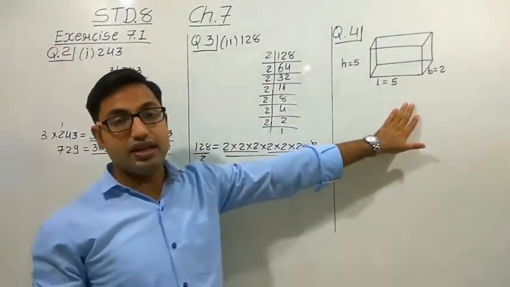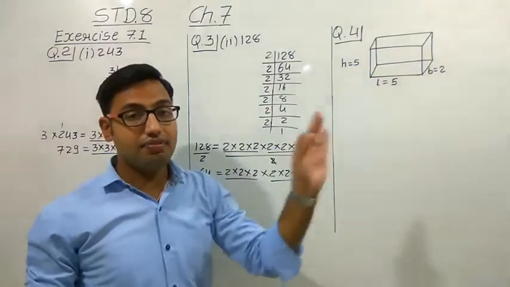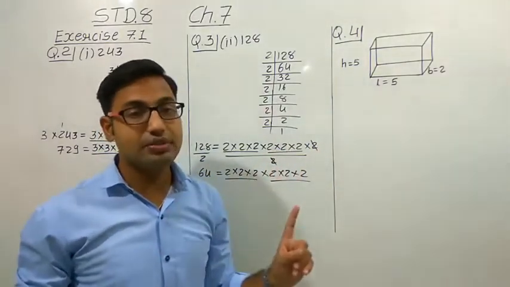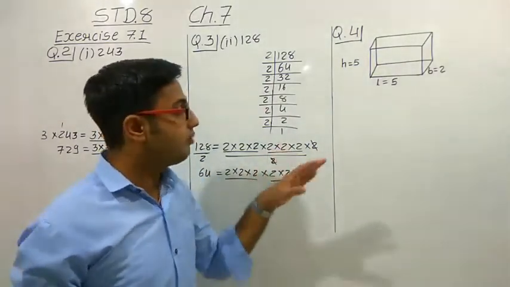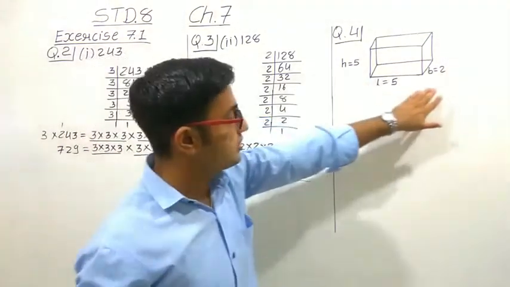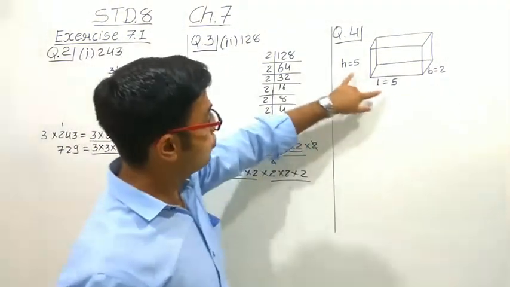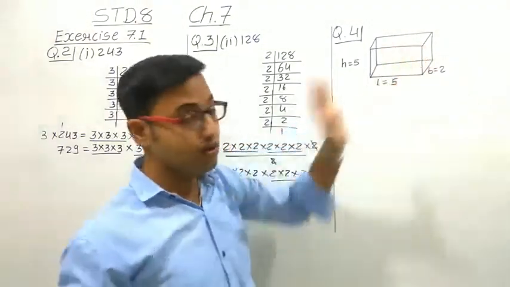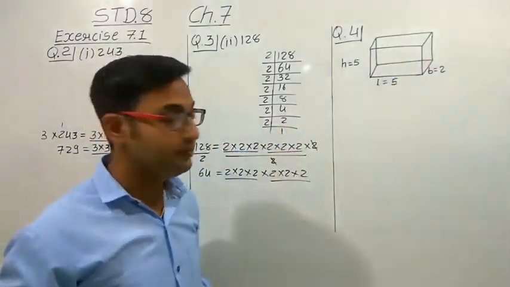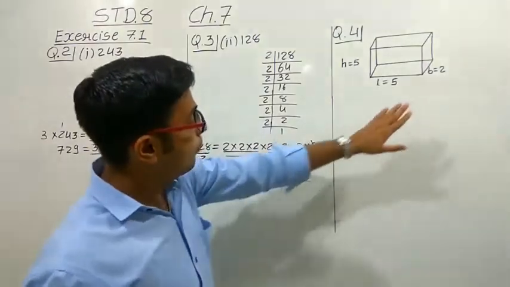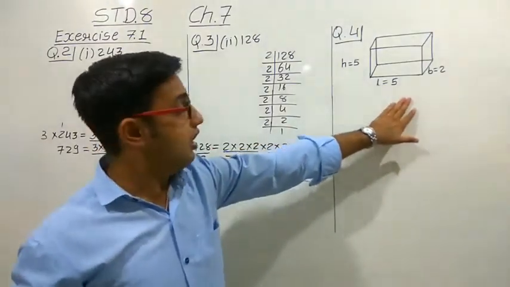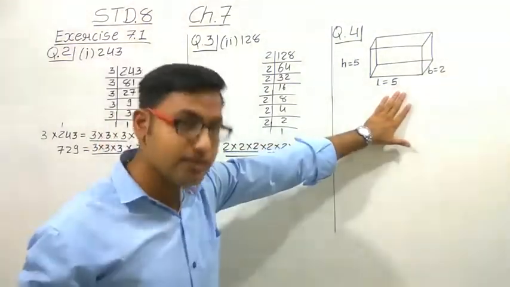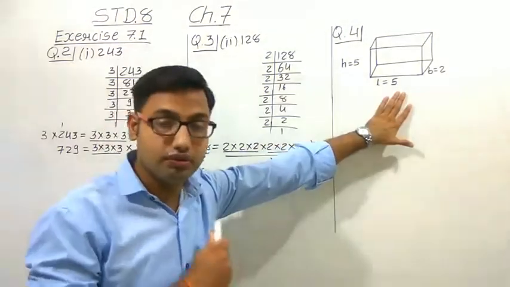Because whenever there is a cube, their length, breadth and height, all the 3 dimensions will be equal. But here, all the 3 dimensions are not equal. These two, yes, they are equal, but the third one is different. So this is a cuboid, right? Okay. Now, using this cuboid, we have to make a cube.